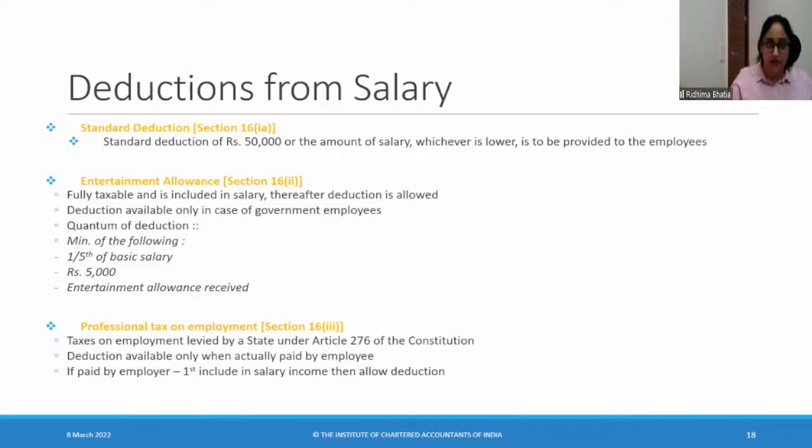But if your employer has borne that professional tax, first you will add it above. Why? Because that is a perquisite. Your liability has been borne by employer, and then you will give the deduction. If only you have borne it, the professional tax has been borne by you, then you will simply reduce it from salary. You will not add it anywhere.